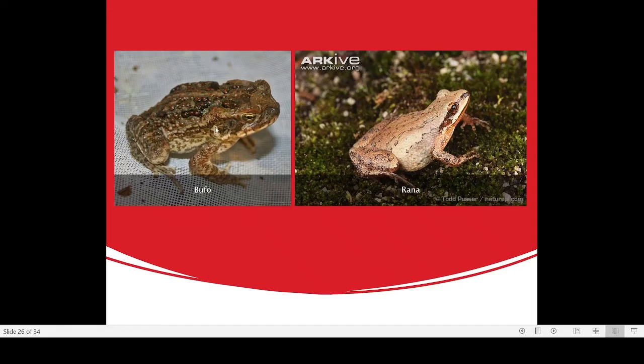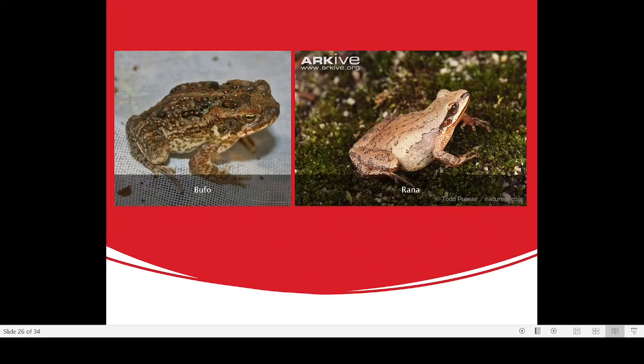Now another interesting thing is that on the surface of the skin, there are small poisonous glands. These poisonous glands produce a toxin, an irritating fluid. So when enemies or predators like a dog or other animals catch it, the toad will release this irritating fluid, so that the predator will immediately release it. So that is the mechanism of protection from enemies that toads use.